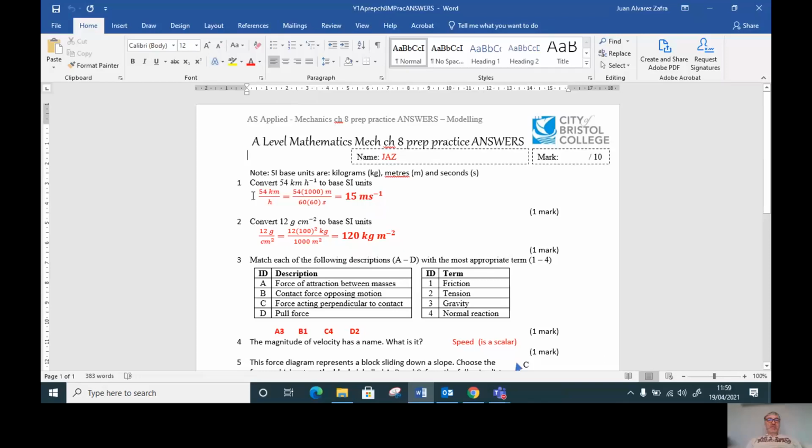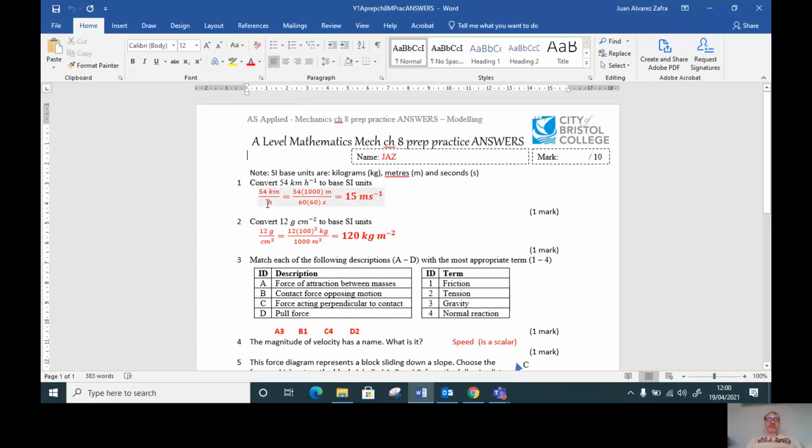So if we want to do that, I generally advise writing down your initial units as a fraction. So here we have 54 kilometers, and then at the bottom of the fraction, dividing by the hours. And then we convert each of them. So in the case of kilometers, 1 kilometer is 1,000 meters. So I'm going to change the kilometer units to 1,000 meter units.